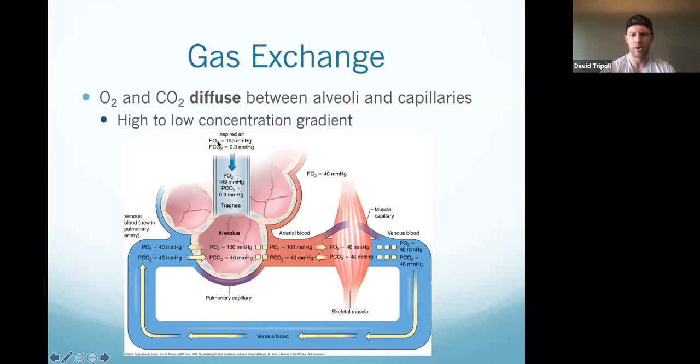And so you've got your air coming in. So mostly oxygen, very little carbon dioxide, right? Once it gets into the alveoli, or the alveolus, you still have much higher oxygen and much lower CO2. So the CO2 is going to go from high to low, right? So the CO2 is going to go into where there's less of it. So it's going to go into the alveolus.